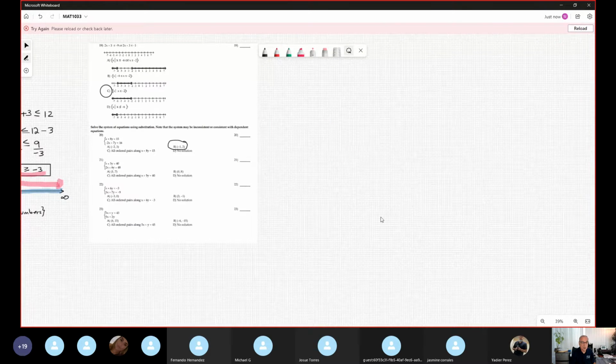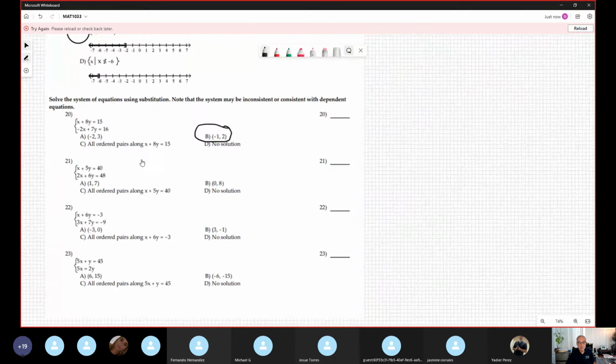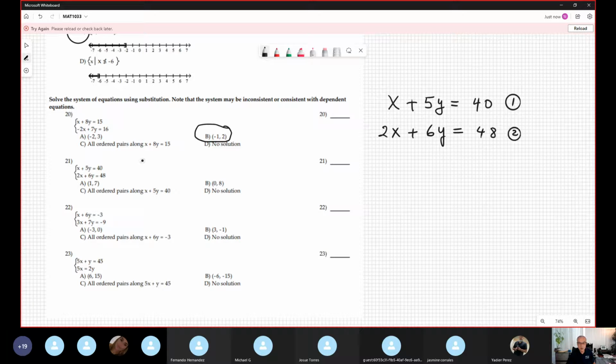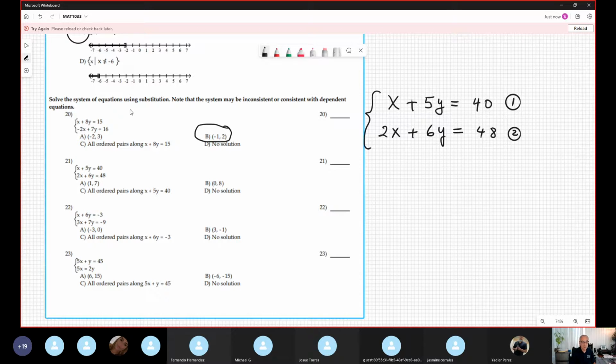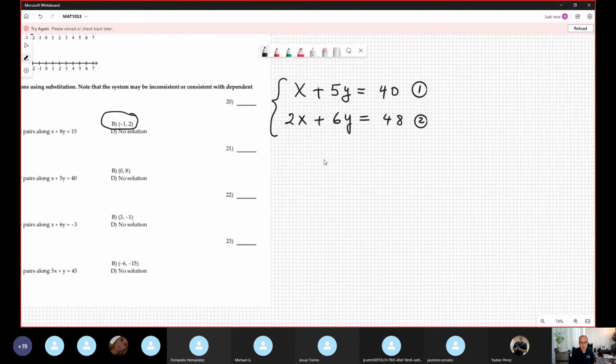Okay, let's do number 21. 21 is x plus 5y equal 40. This is my first equation. And 2x plus 6y equal 48. This is my second equation. And together it's a system. So now suppose again I need to do it by substitution. So I detect that in equation 1 the coefficient is 1.